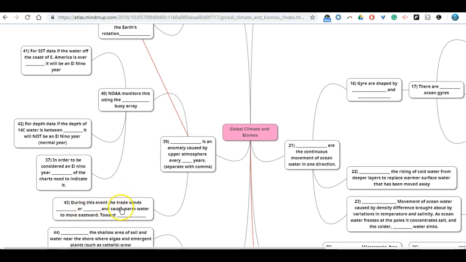All right, so during this event, the trade winds are either going to reverse or weaken. If they weaken, it's probably going to be a light El Niño year. If they reverse, if they flip around the other way, it's going to be a very strong El Niño year. And this is causing warm water to move eastward. This could be towards Peru, towards Africa, towards Europe, towards North America.